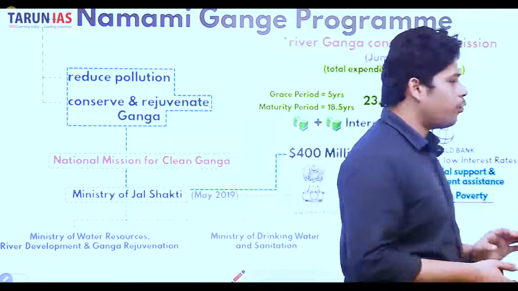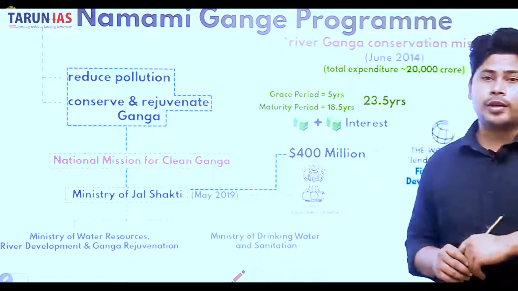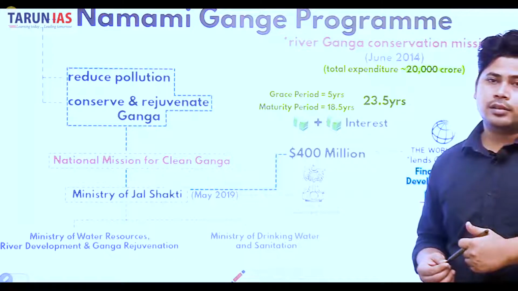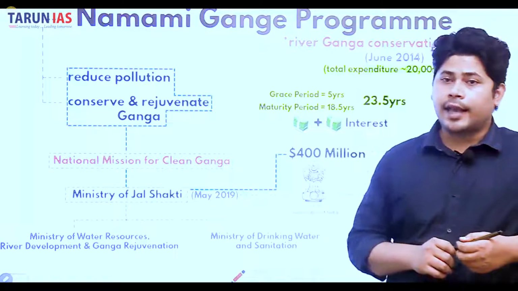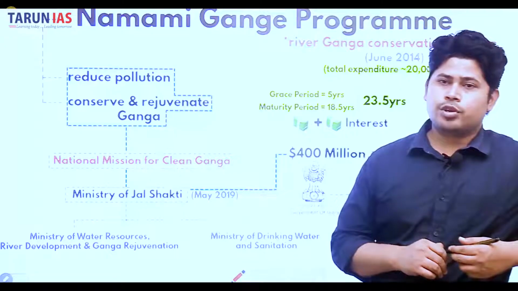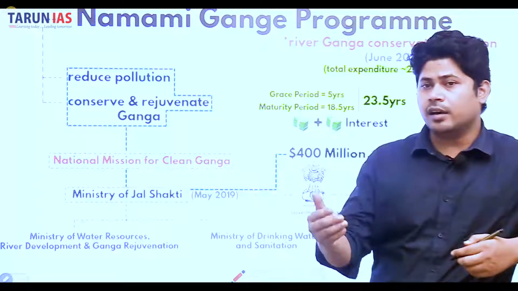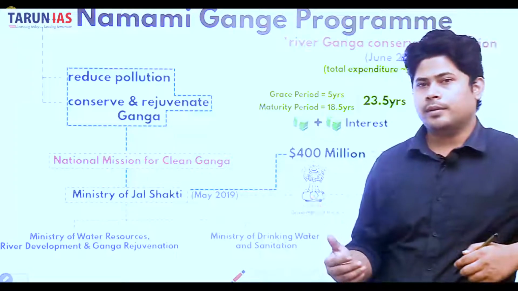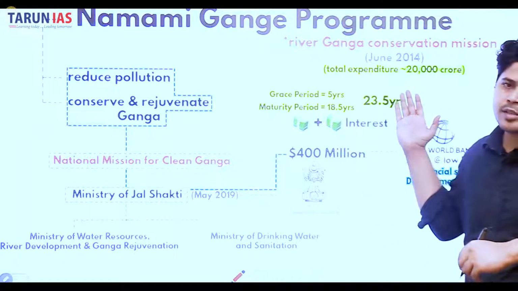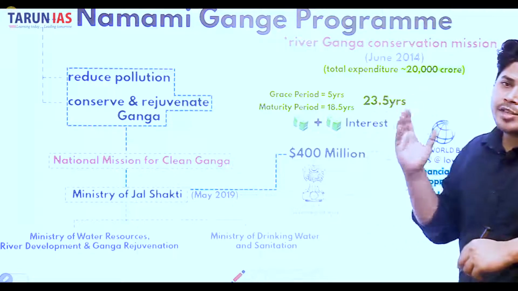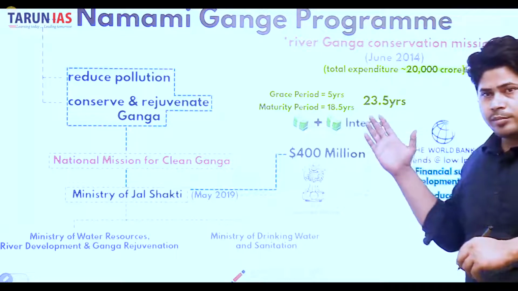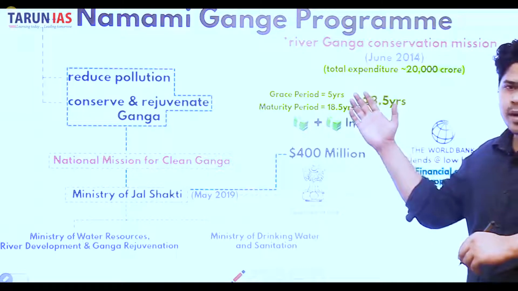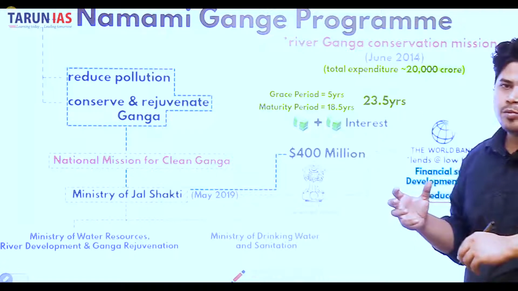By June 2014, the total expenditure on the conservation cleaning of Ganga river is around 20,000 crore rupees. But we cannot see any tangible outcome in the situation of Ganga river, as it is still very polluted. So that means all this expense has not been able to lead to any tangible outcomes in the situation of Ganga river. Now that National Mission for Clean Ganga or Namami Gange program aims to change that.